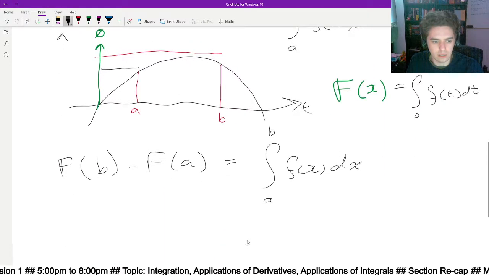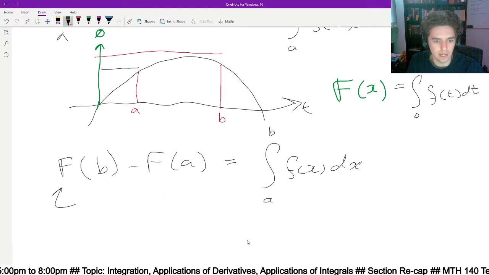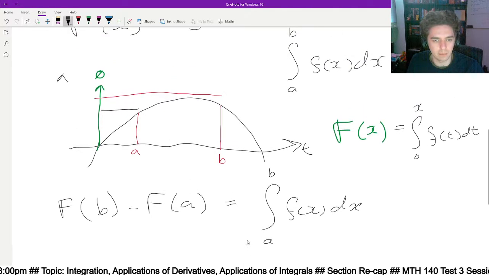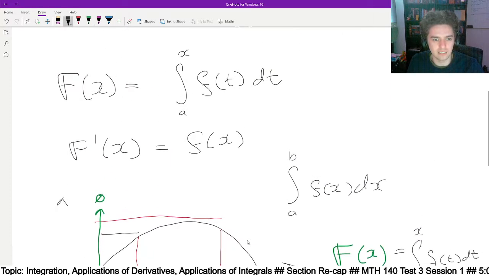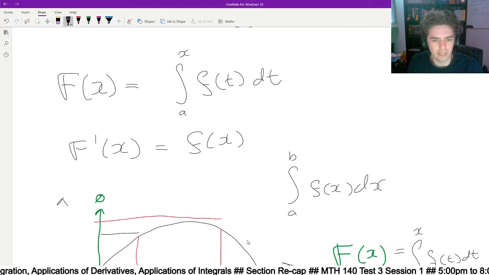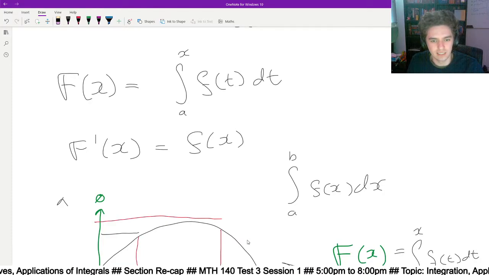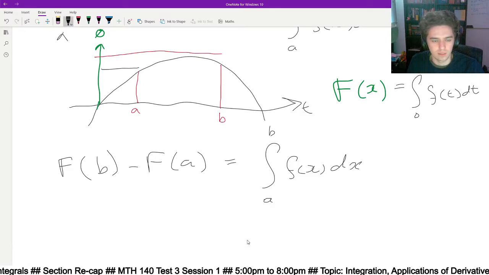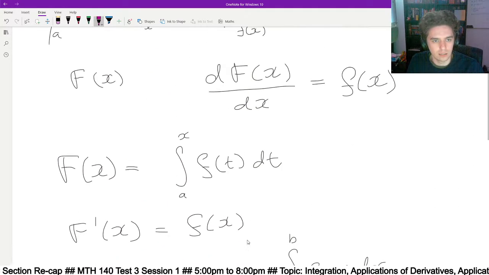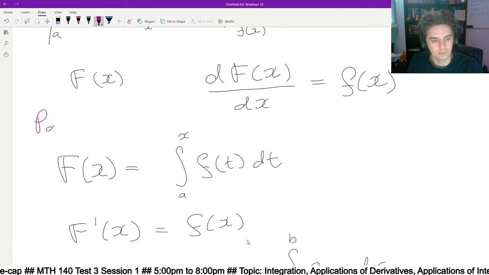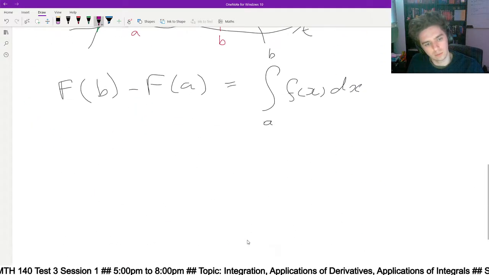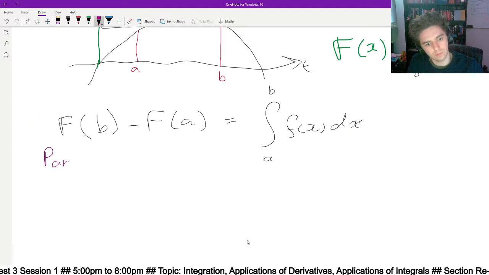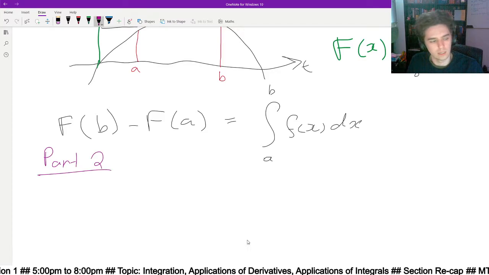We can say that actually the way to find capital F of x, because right now we don't really have a way to find capital F of x, but the first part is telling us that. It's saying that if we want to find what capital F of x is, we've got to find the thing whose derivative is f of x, and then we can use it just like this. So this is what part 1 is saying. And this is what part 2 is saying.